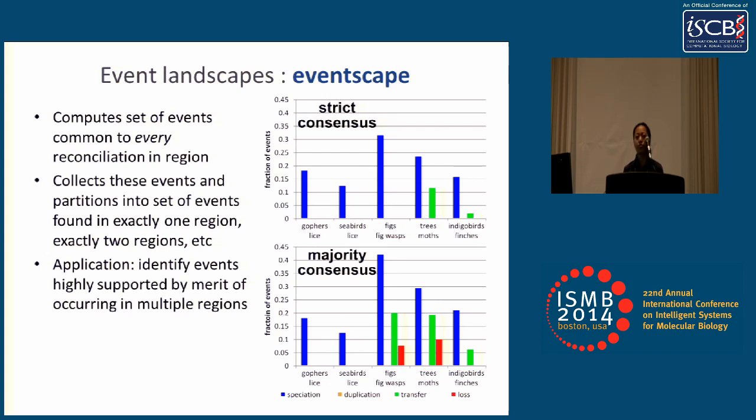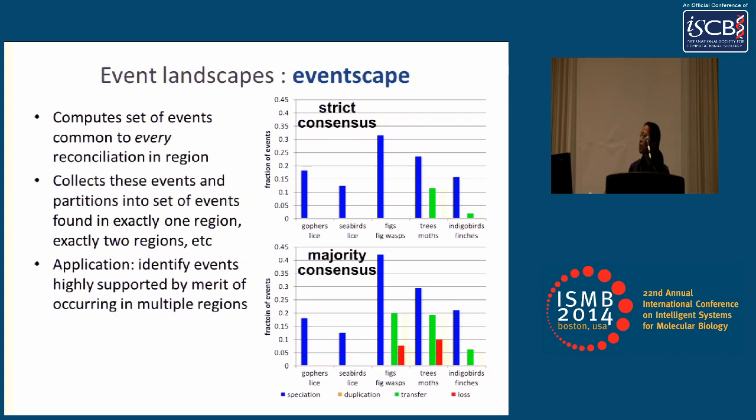The final software tool we provided looks at the event landscapes. Here we compute the set of events common to every reconciliation in the region. We collect these events and partition them into sets of events found in just one region, just 2 regions, and so on. One possible application is to identify events that are highly supported by merit of appearing in multiple regions. For example, an event has strict consistency if it appears in all possible reconciliations across the entire landscape.